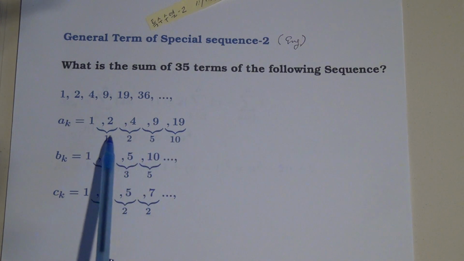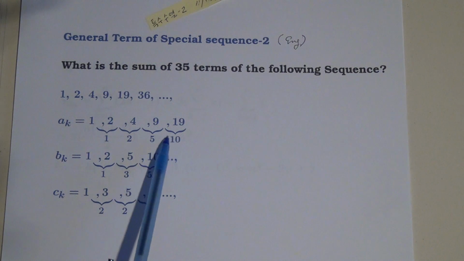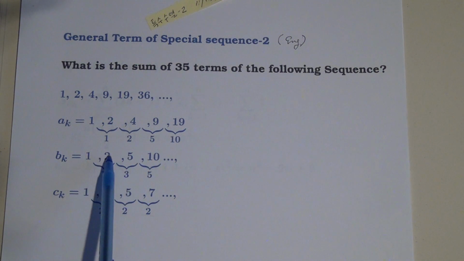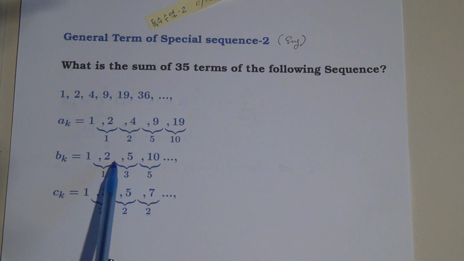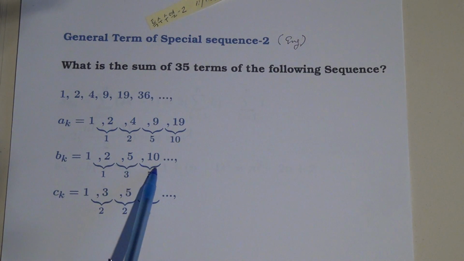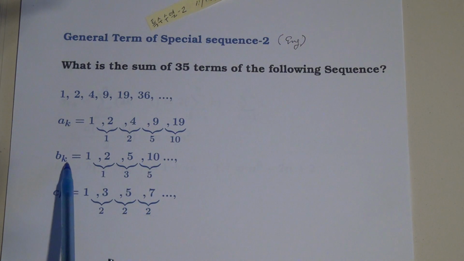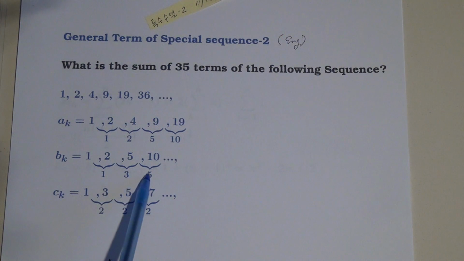So let's call this one subsequence 1. Then 1, 2, 5, 10. And then here, increase by 1, increase by 3, increase by 5. 1, 3, 5, also not a fixed value. So let's say this one is the second subsequence.